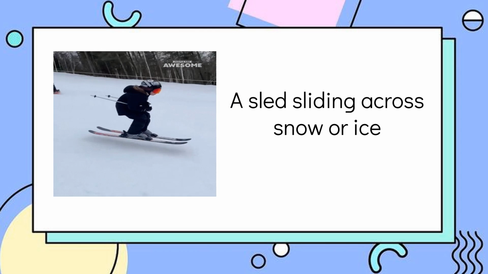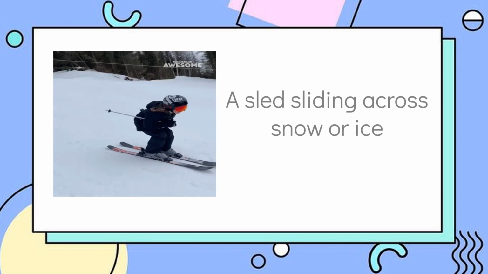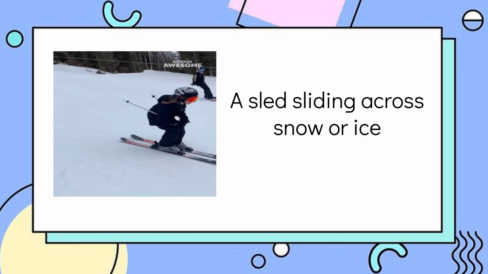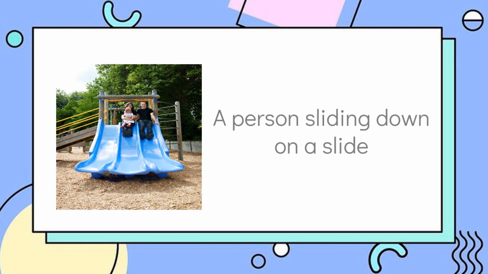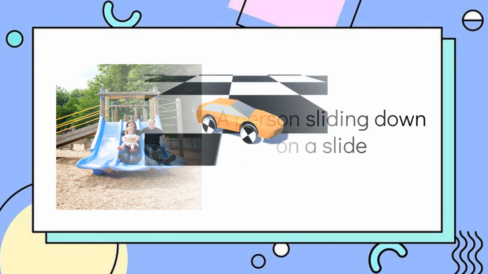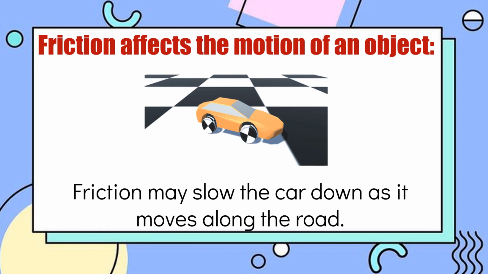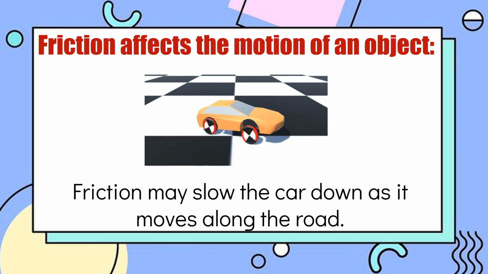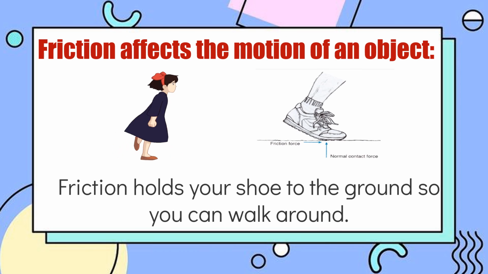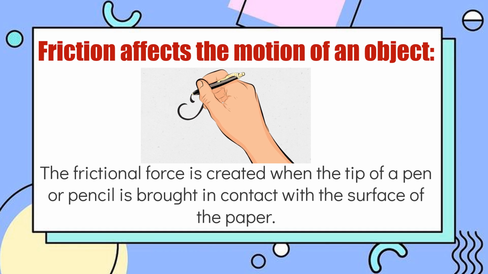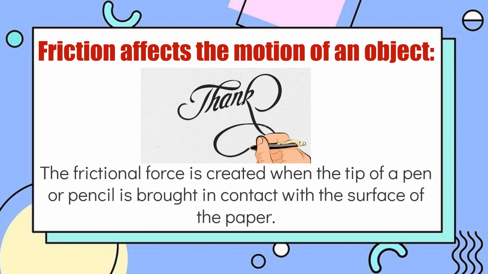You might see examples of friction in everyday life on the screen. It is a sled sliding across snow or ice. Another example is a person sliding down a slide. Friction affects the motion of an object. Friction may slow the car down as it moves along the road. Friction holds your shoe to the ground so you can walk around. The frictional force is created when the tip of a pen or pencil is brought in contact with the surface of the paper.